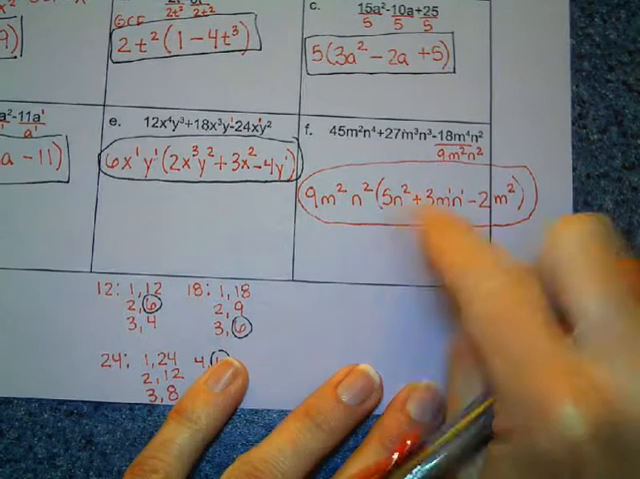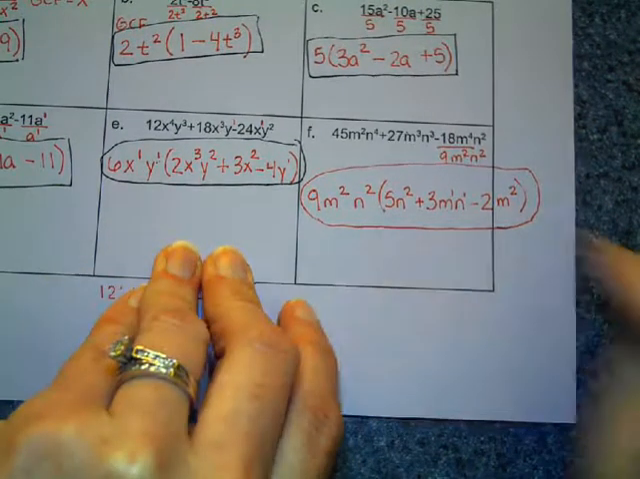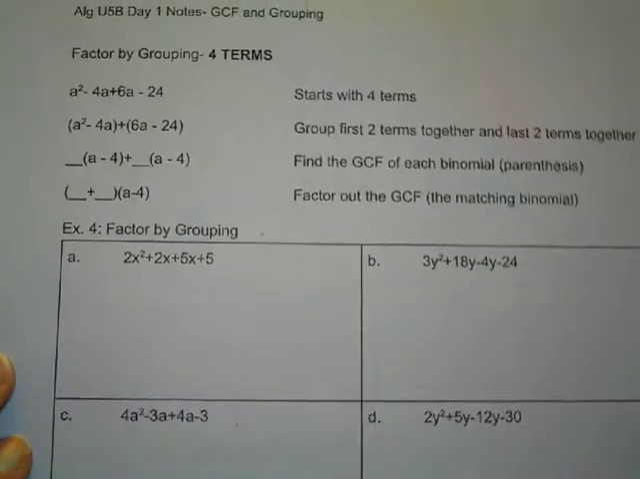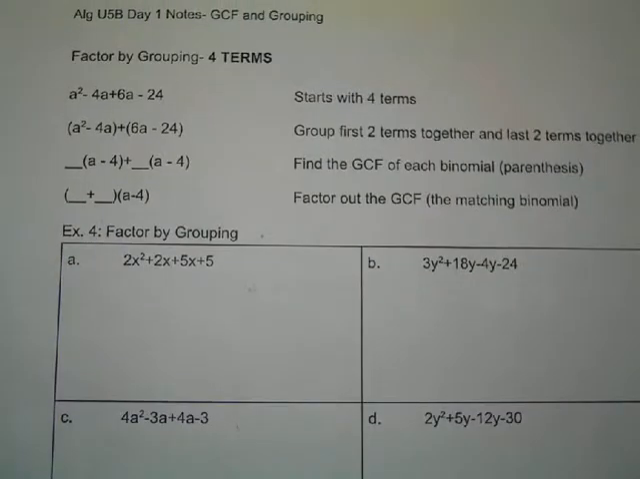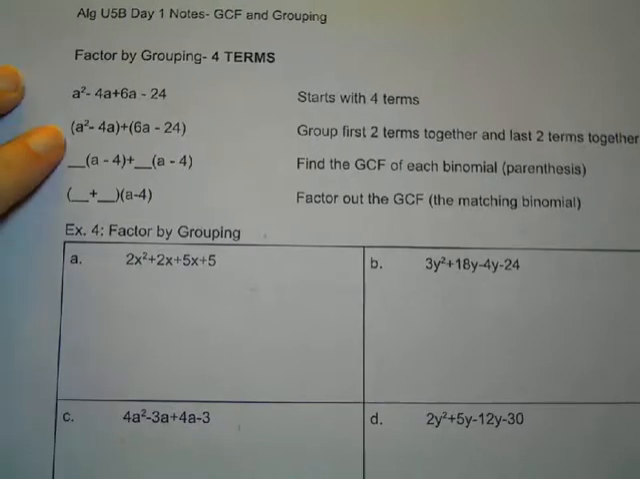Alright, grouping is another type of factoring that we do. Factor by grouping is only used when we have 4 terms. You can start with 4 terms. You group the first 2 terms together, so you'll notice we added some parentheses in here around the first 2 and around the second 2.